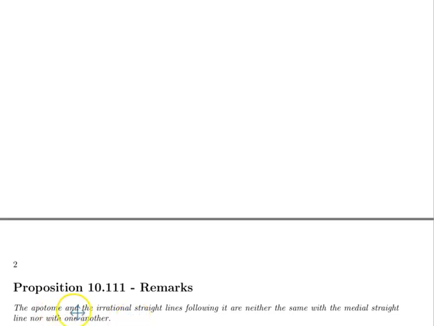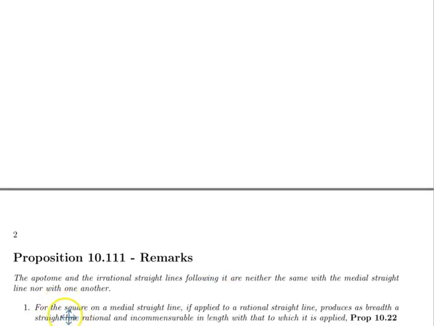So here, apotome and the irrational straight lines following it. What he means by that is apotome, first apotome of a medial straight line, second apotome of a medial straight line, minor, that which produces with a rational area a medial whole, that which produces with a medial area a medial whole. They are not the same as any of the medial lines. That is medial, first bimedial, second bimedial, major, side of a rational plus a medial area, side of the sum of two medial areas, or a binomial. He basically summarizes what we had done.